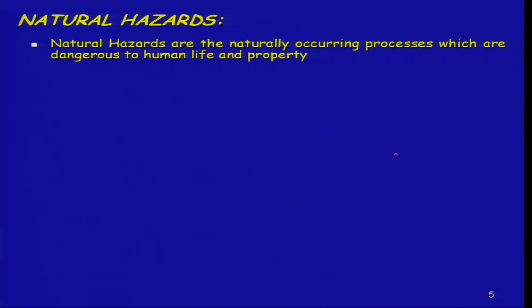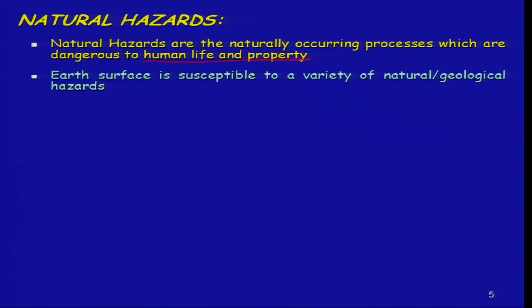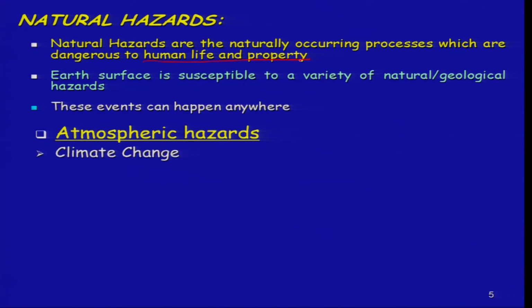So, it is extremely important for us to understand where exactly these processes are occurring and how many people are exposed to this hazard. Natural hazards are naturally occurring processes which are dangerous to human life and property. Mostly we are bothered because they are affecting our lives and property. The earth's surface is susceptible to a variety of natural or geological hazards. Now, these events can happen anywhere.